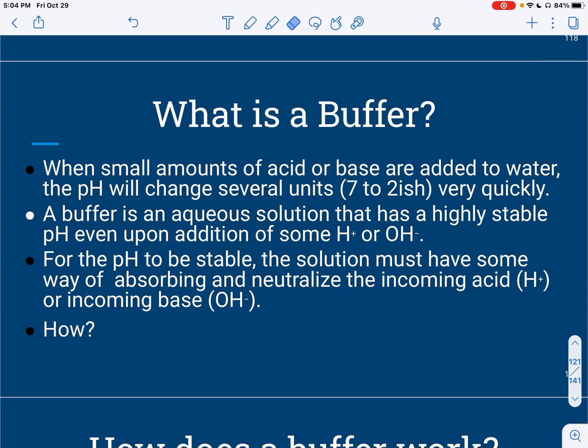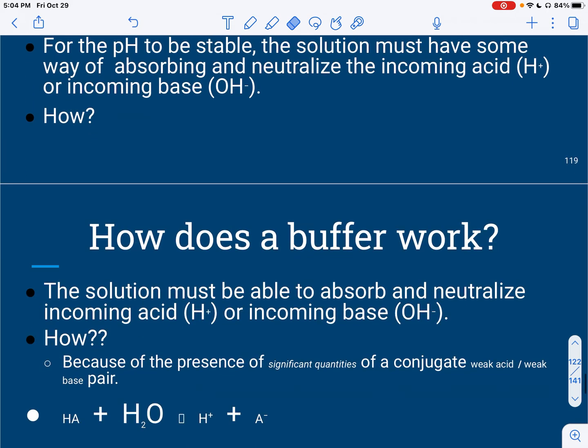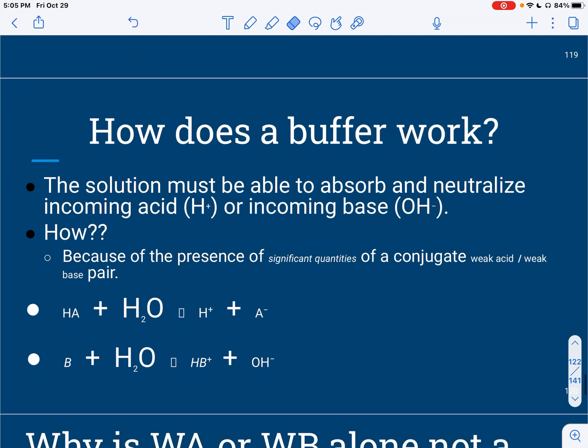So for the pH to be stable, they must absorb it. Whether you're adding acid or base, there must be something in there to absorb it. So how does a buffer work? What's going to happen is that you're going to have a weak acid with its conjugate base, or a weak base with its conjugate acid. And you need to have significant amounts of both.